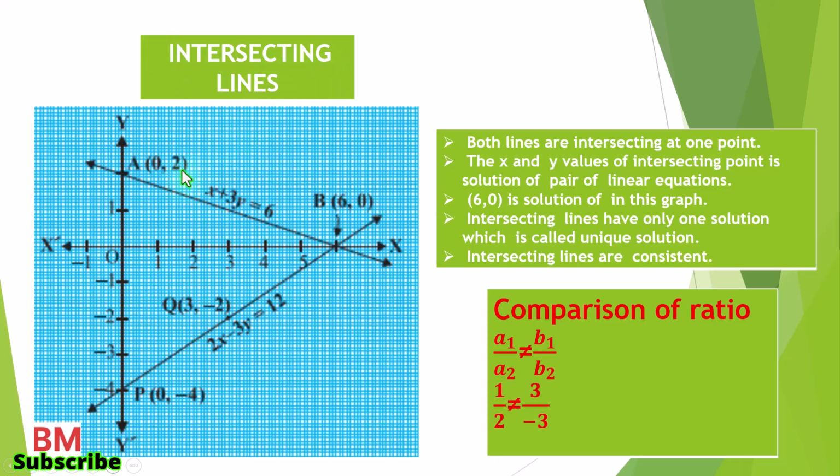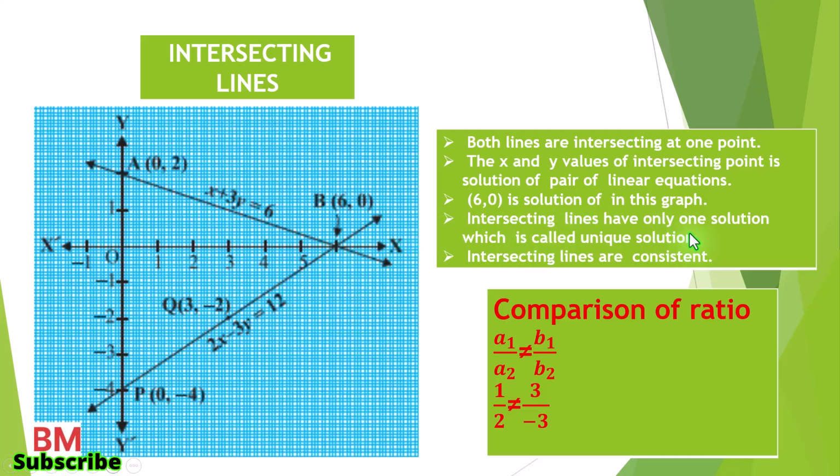First, intersecting lines. If two or more lines have a common point, they are intersecting lines. Both lines are intersecting at one point. The x and y values of the intersecting point are the solution of the pair of linear equations. Here the intersecting point is 6 and 0. This is an ordered pair. The first element is always the x value, the second element is always the y value. So 6 and 0 is the solution of this pair of linear equations. This is intersecting lines.